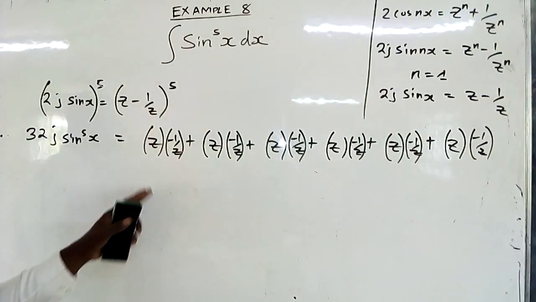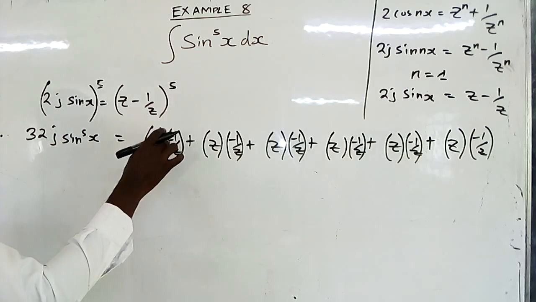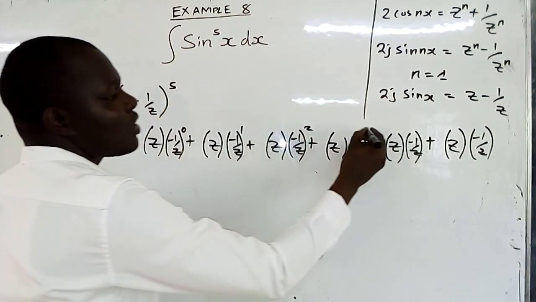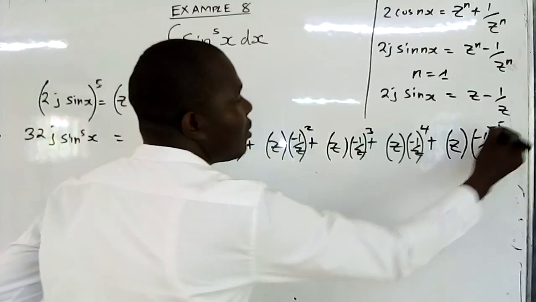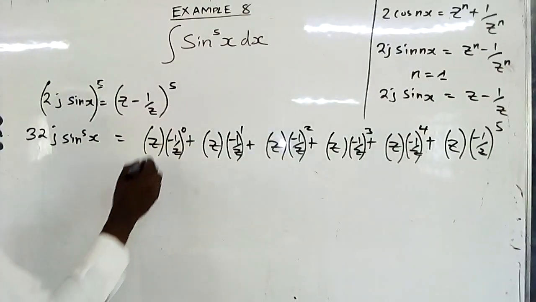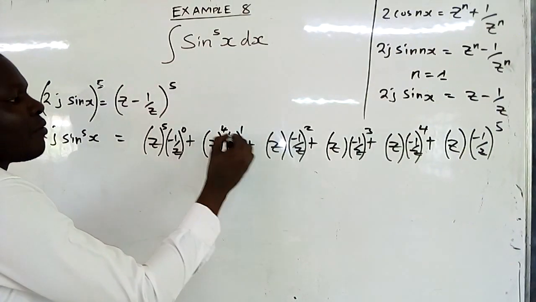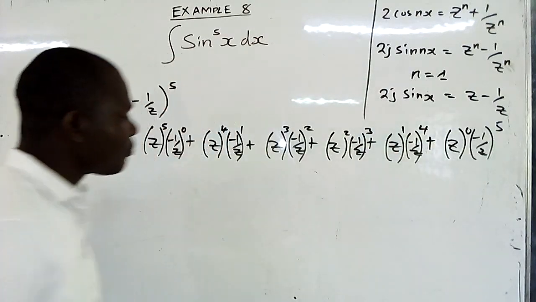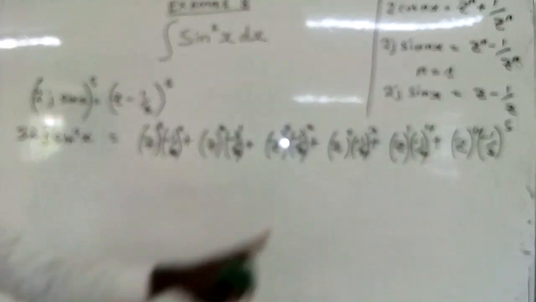Put the powers: one power ascends, one descends. So to take this one to 1, you make it power 0, isn't it? Power 0, power 1, power 2, power 3, power 4, power 5. Then this other power descends. Now start from 5, 4, 3, 2, 1, 0. So give me the coefficients of power 5.